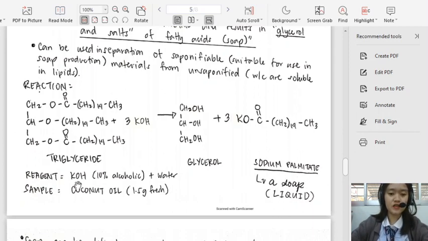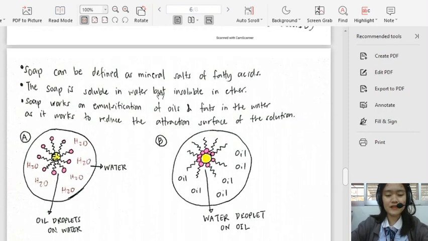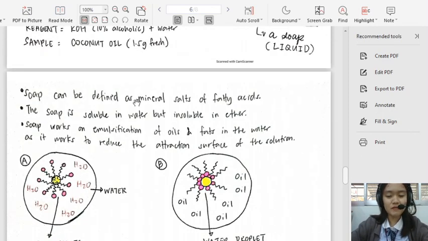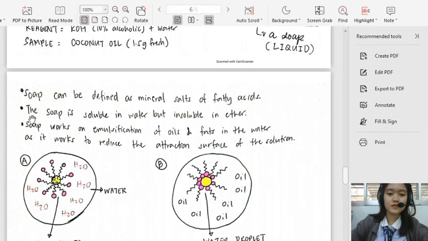Okay, so reagent natin, you have potassium or 10% alcoholic potassium and water. And then, for the sample, 1.5 grams of fresh coconut oil. So, ano ba yung action ng oil ng ating soap? Soap can be defined as mineral salts or fatty acids. Bakit? It is a combination of your fatty acid and a salt coming from your strong base KOH or NaOH. So, the soap is soluble in water but insoluble in ether.